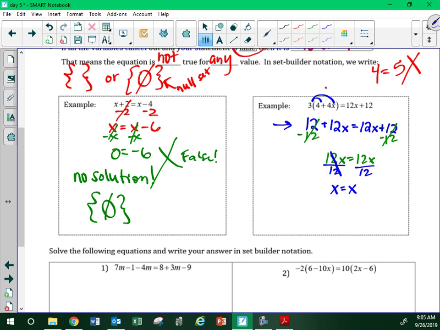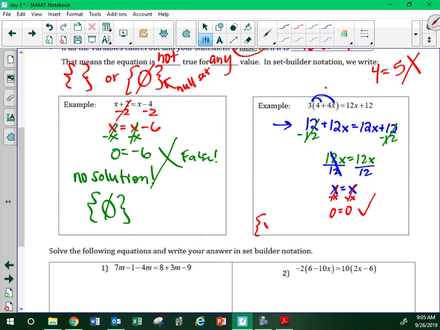You could even go further here if you wanted to. You could say, okay, well, let me get rid of my x. Subtract x, subtract x. You're still going to get 0 equals 0. So we have a true statement, it's the exact same thing, but we have no x's left. But it's a true statement, 0 equals 0. So our answer is all real numbers.